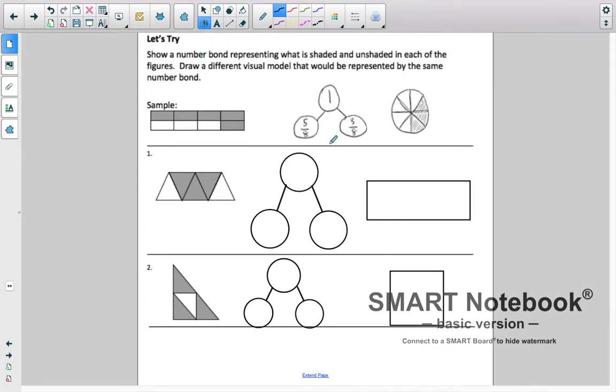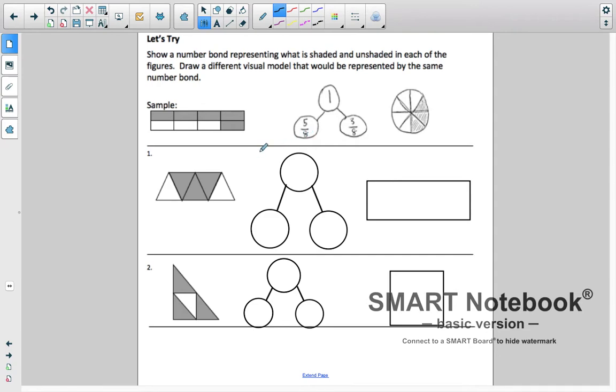Okay, so let's read the directions first. It says, show a number bond representing what is shaded and unshaded in each of the figures. Draw a different visual model that would be represented by the same number bond. So let's look at our sample first. If we see our sample, they have a shape and then they have a number bond. So we're going to look at the number bond first. They put a 1 at the top. That represents the whole entire shape right here. And then we have one piece, and that's going to represent the shaded part.